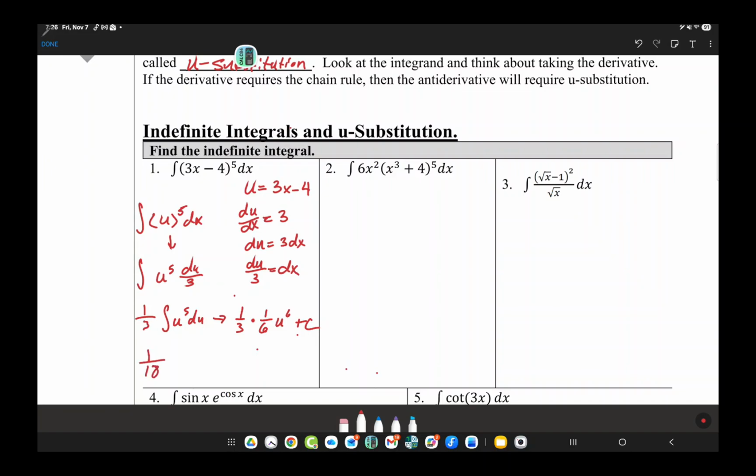Now, before we're done, though, we used substitution. Our question was, what's the integral according to x? So we do have to plug our substitution back in. So since we substituted 3x minus 4 for u, we put the 3x minus 4 back in. And there is our integral.